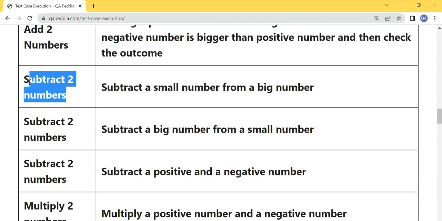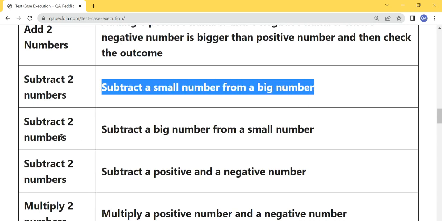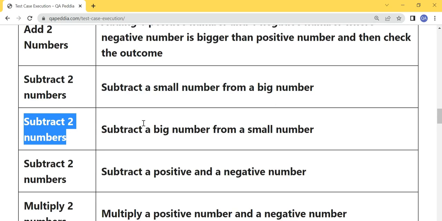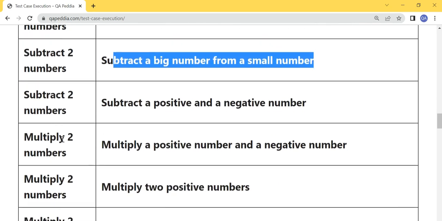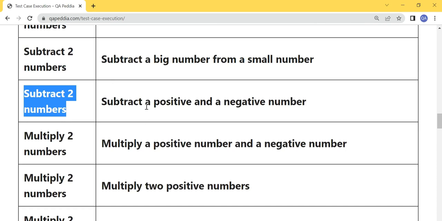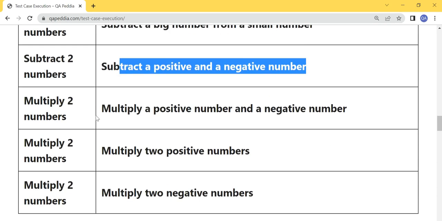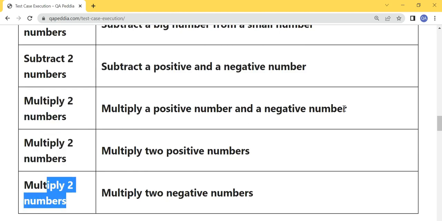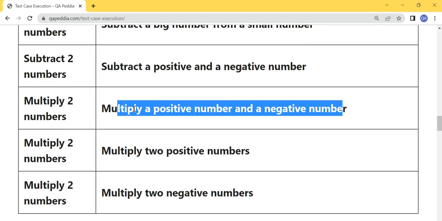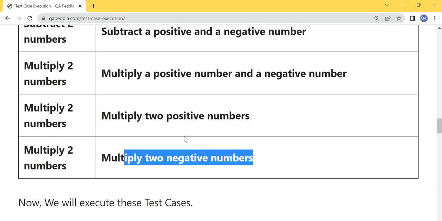Then for subtract two numbers, we have to subtract a small number from a big number. Again, we should subtract a big number from a small number. Then again, we should subtract a positive and a negative number. The same way for multiplication, we can see some possible test cases, like multiply a positive and a negative number, multiply two positive numbers, and multiply two negative numbers.